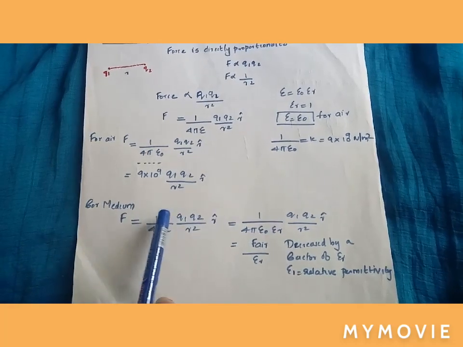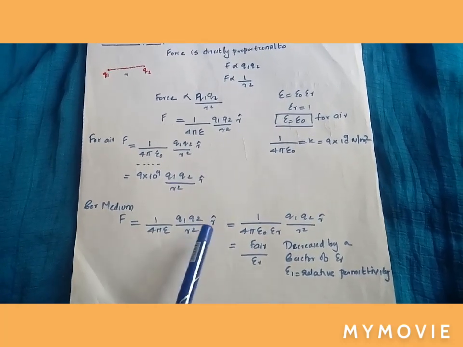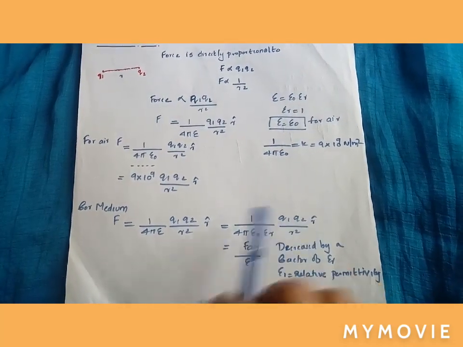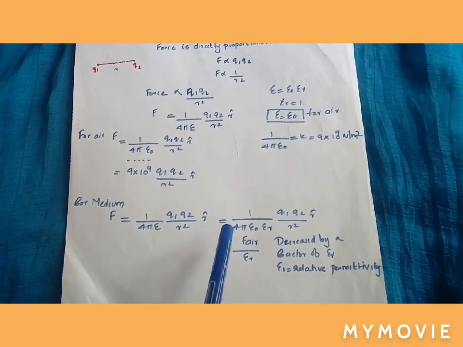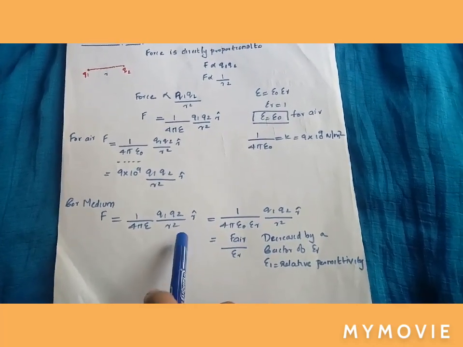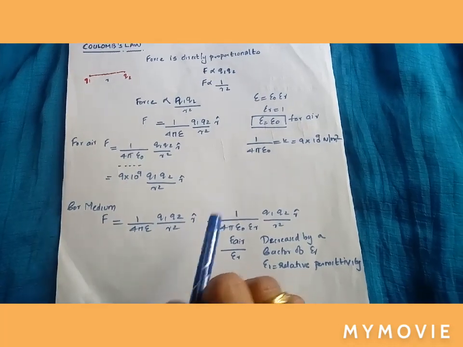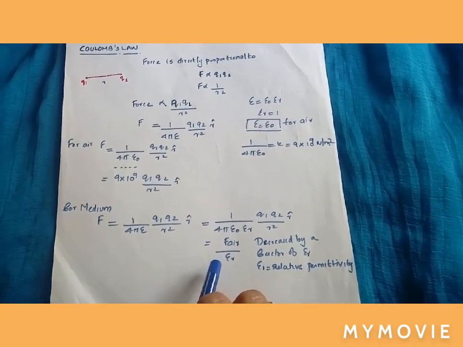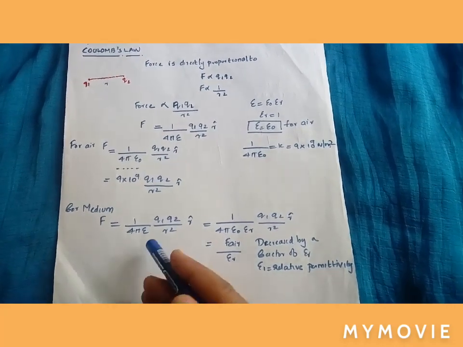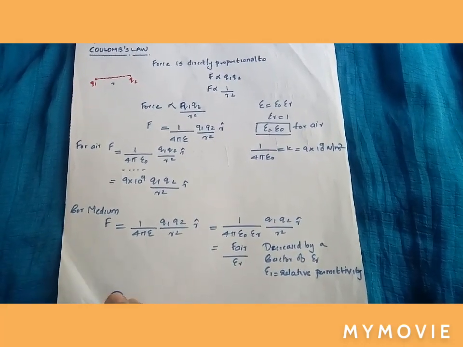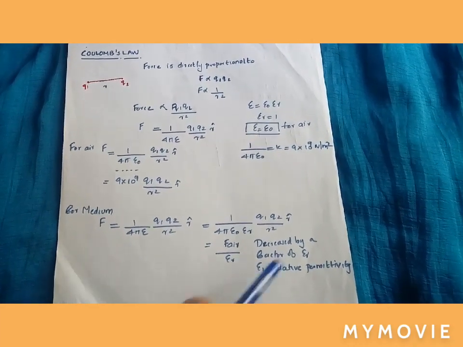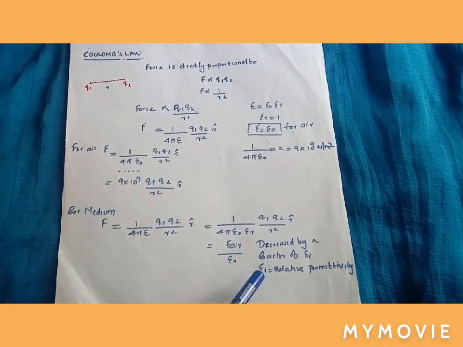For a medium, F is equal to 1 by 4 pi epsilon Q1 Q2 divided by R square R cap. That's equal to 1 by 4 pi epsilon 0 epsilon R Q1 Q2 divided by R square R cap. We can rewrite this excluding epsilon R, that is F air. So we get that F medium is equal to F air divided by epsilon R. That is, the force in air is decreased by epsilon R times when it comes to a medium.